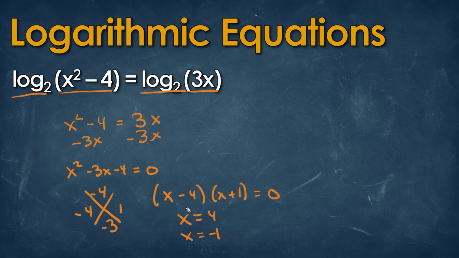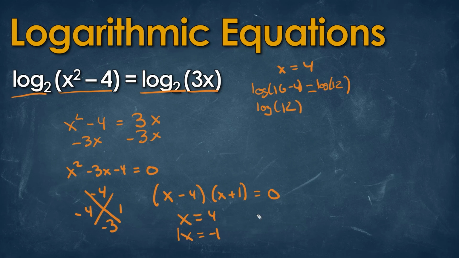So if we plug in, say, x is equal to 4, for both sides of this equation, we would get 16 minus 4, and that would be equal to 12 on that side, right? Log of those values. And what we can do is notice that both of these values are going to be positive, right? We have log 12 on both sides, so that's good.